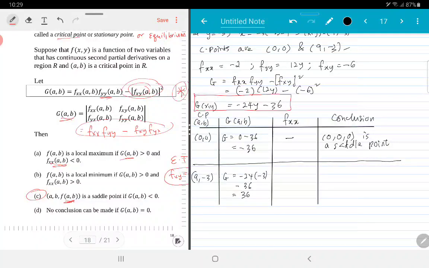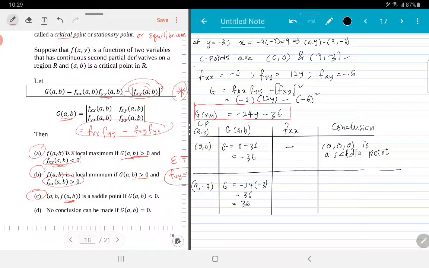G positive can be case A or case B, so we have to check fxx. This is our fxx. It doesn't depend on x and y, so it is negative 2. So here fxx is negative and g is positive, so it falls into case A. So here we have a local maximum.